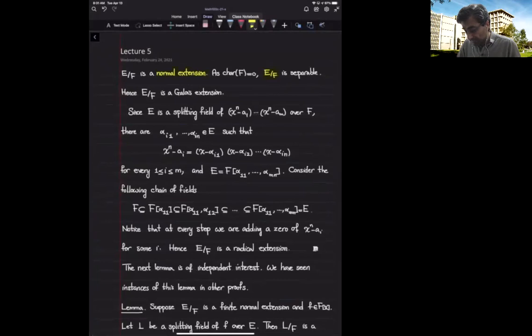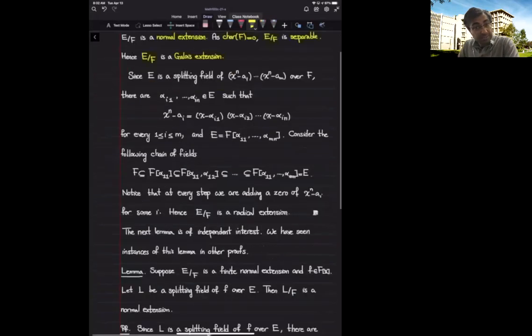Or alternatively, I can say because characteristic is 0, every polynomial is separable. So E is a splitting field of a separable polynomial, and therefore it is Galois. Therefore, the field extension that we get is Galois. Okay, so the Galois part we have already discussed. Now let's see why it's a radical extension.